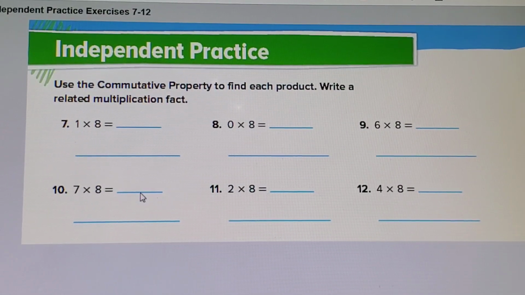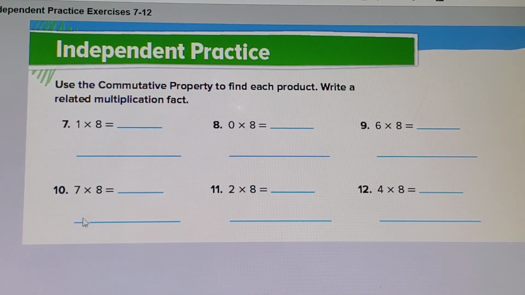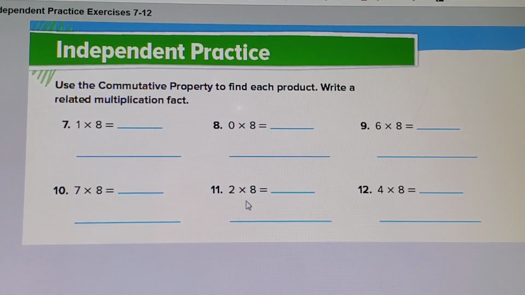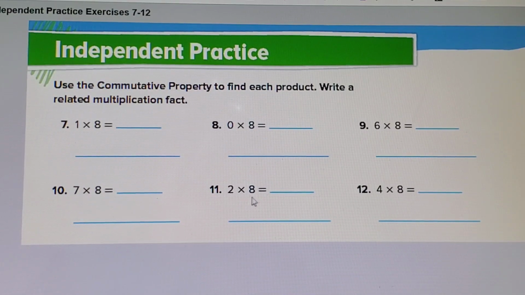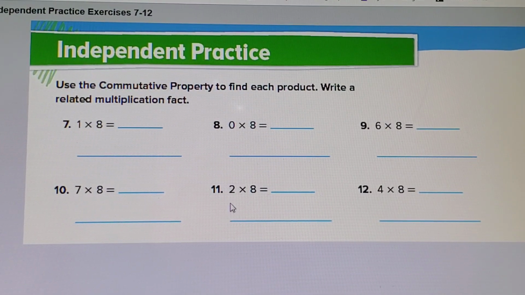7 times 8 equals unknown. You can use counters, look on your chart, or maybe you've remembered this one. And then you're going to write it using the commutative property. 8 times 7 equals unknown. Number 11, 2 times 8 equals unknown. And you will write 8 times 2 equals unknown. 4 times 8 equals, and then 8 times 4 equals.